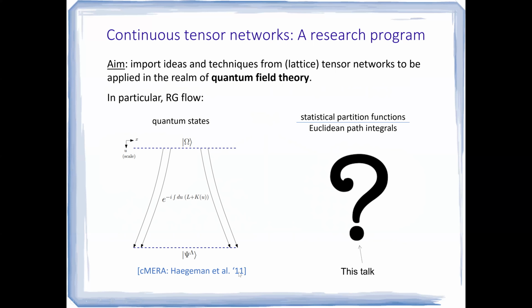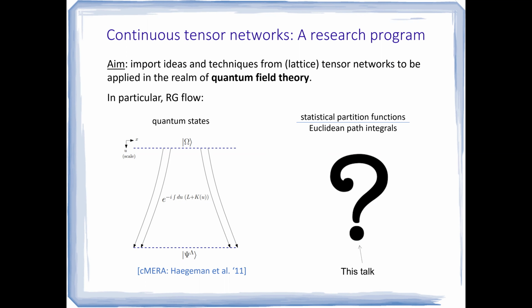In 2011, the MERA found a continuous analog. It was found by the group of Haegeman, Osborne, Verschelde and Verstraete, and it is called a continuous tensor network because it is no longer represented as a diagram of contractions of tensors, but it keeps the same philosophy of an evolution in scale of the system, and how the quantum state of the quantum field theory can be coarse-grained or fine-grained by a unitary evolution in scale.